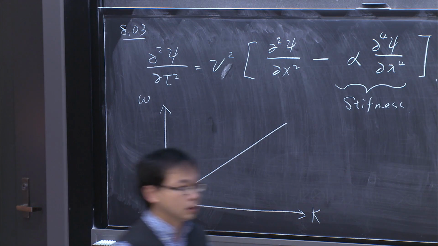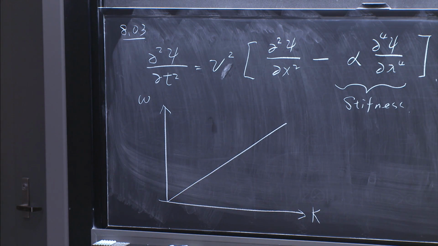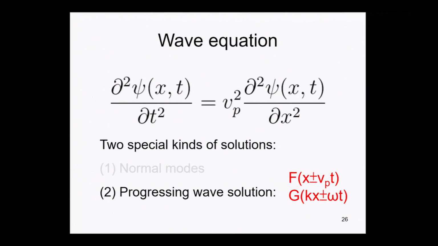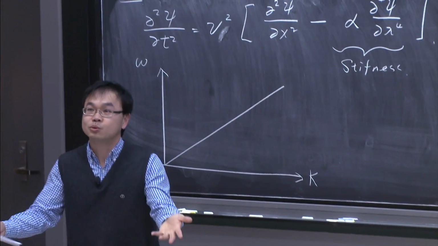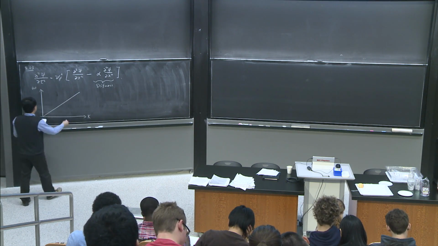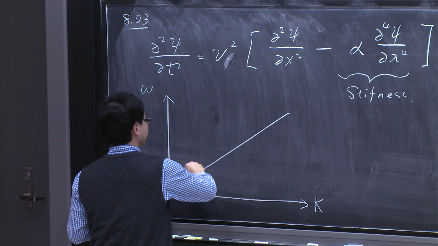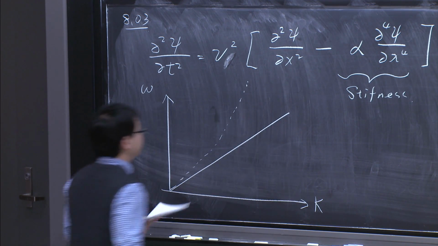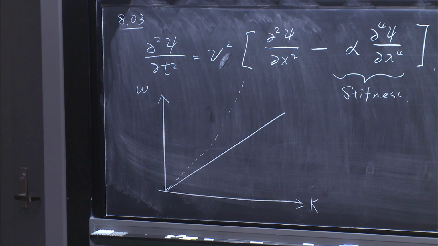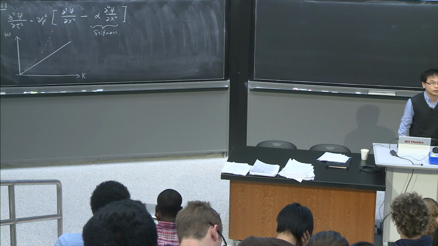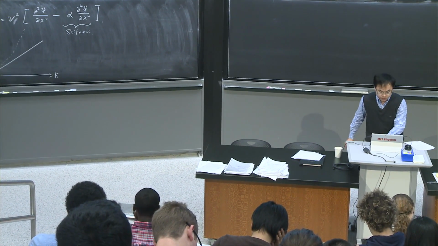And if you add this term, you need to know how to evaluate the dispersion relation. The quickest way to evaluate the dispersion relation is to simply plug in the progressing wave solution, for example, the g function or the harmonic progressing wave solution sine of (kx plus or minus omega t), into this equation, and then you will be able to figure out the dispersion relation. And what we figure out is the following. If we include stiffness, then you can see that the dispersion relation is not a line anymore, and it's some kind of curve, and the slope is changing.